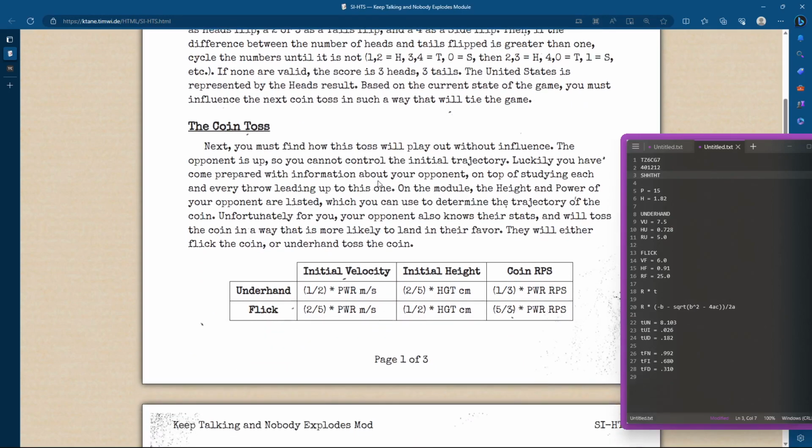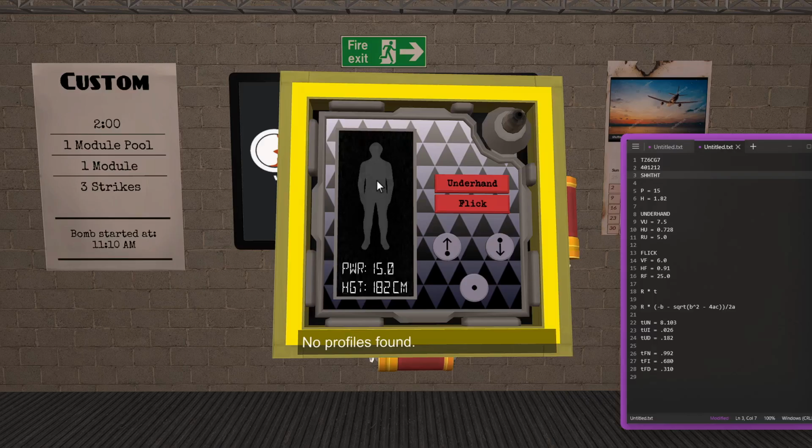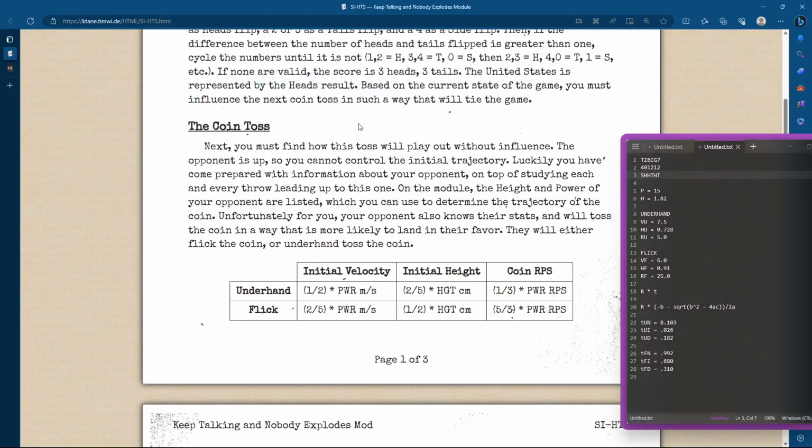Okay, so now we know that we need to flip for a tails for there to be a tie. But how do we make a coin flip for a tails if we're not flipping it? Well, we've been noticing how they've been flipping, and we know things about the person flipping. So if we go back to the module, we know that they've been flipping with a power of 15, and judging by the map in the back of the room, we can estimate their height to be 182 centimeters. And using these, we can see exactly how high and how fast the coin's going to flip for any of their flips.